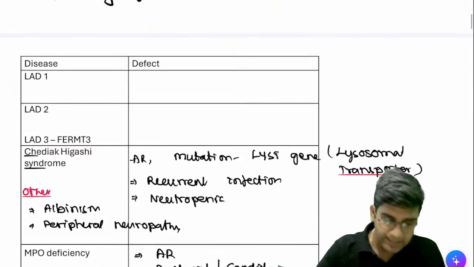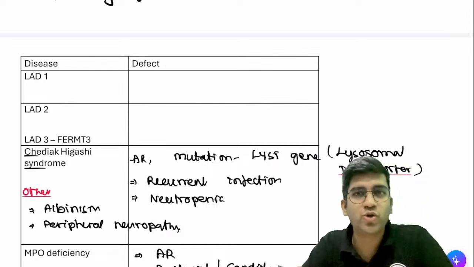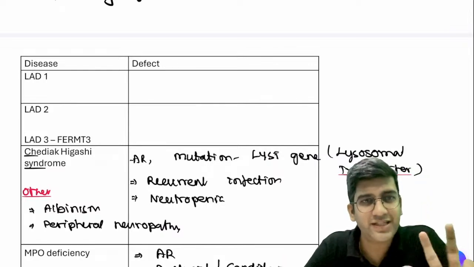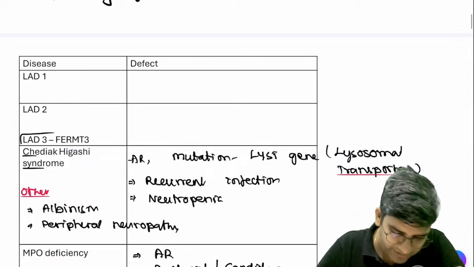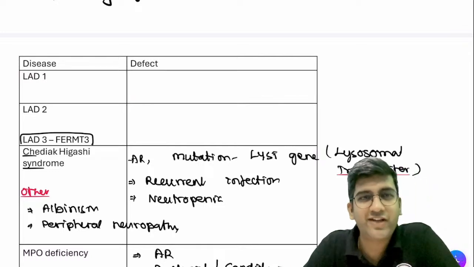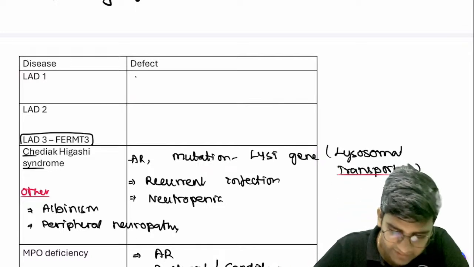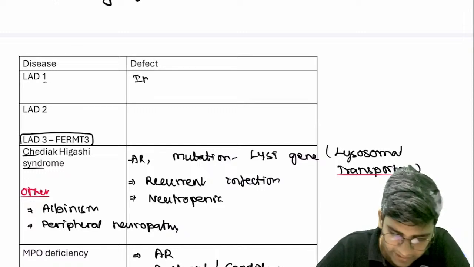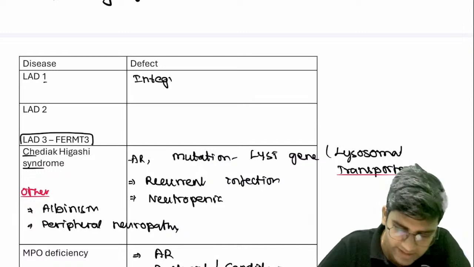Then just two things. LAD. LAD, I'm sure you know the expansion. Leukocyte adhesion deficiencies. I have three types. Third type is just for MCQ. Ignore it, not very important. 1, 2 is also very rare, right? LAD1 is a defect in integrin. Maybe remember I for 1, like 1, right? It's an integrin defect. Okay.